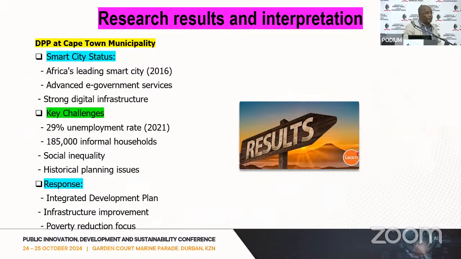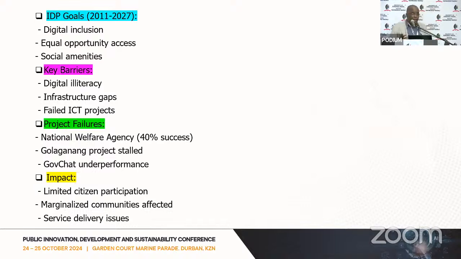Then what is the response to some of these issues? It is to activate their IDP and to make sure that you improve the infrastructure. For example, when you look at the townships, the infrastructure is so bad that it degenerates into some of the problems which the city of Cape Town is grappling with. And again, we need to recall the triple challenges of poverty and unemployment which affect the city.